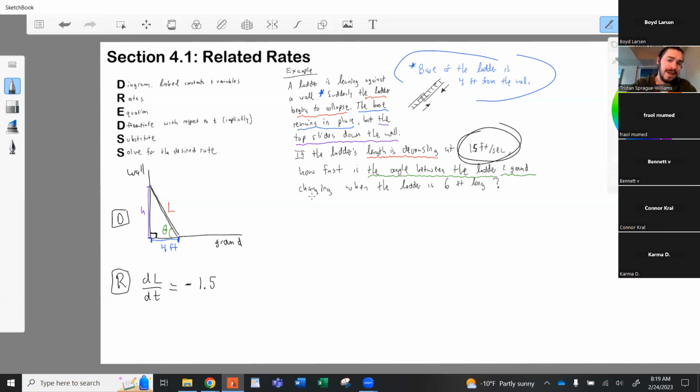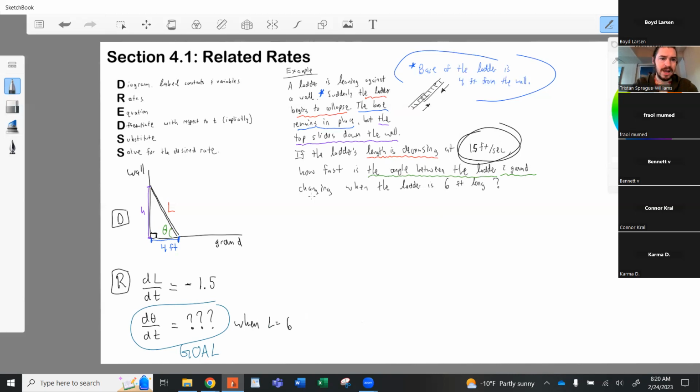That's the other rate we want to identify here, and it's the rate of change in this angle, which I called theta here. So d theta over dt. And that is the one we don't know. That's the one we're searching for. Okay, so this sets up our goal for the problem, which is to calculate that rate when L equals 6, and that comes from when the length of the ladder is 6 feet.